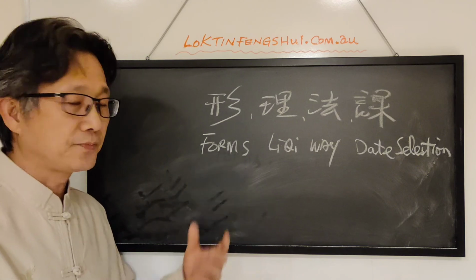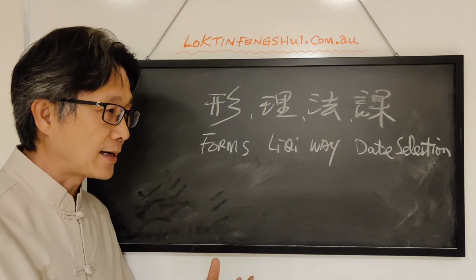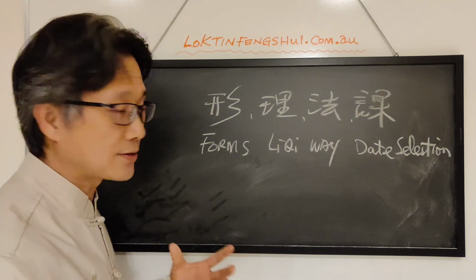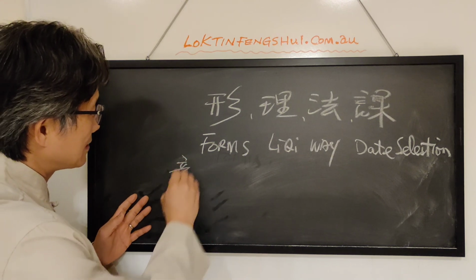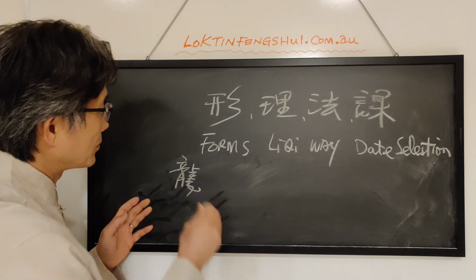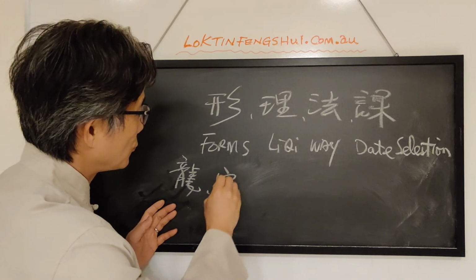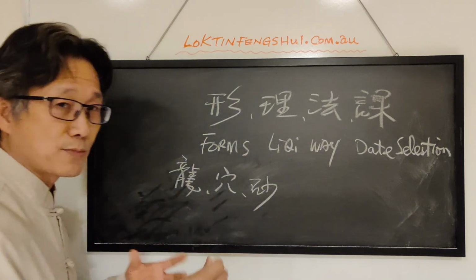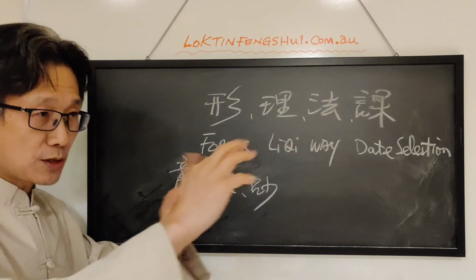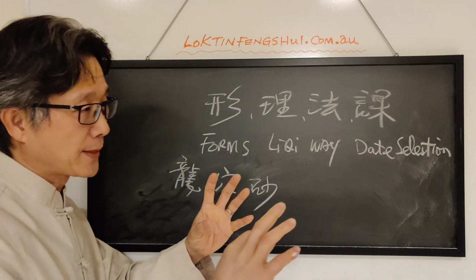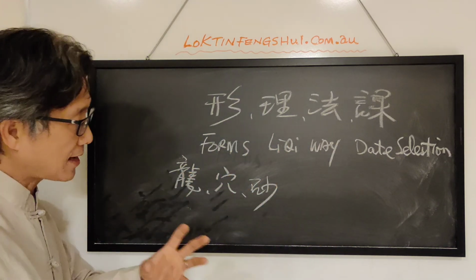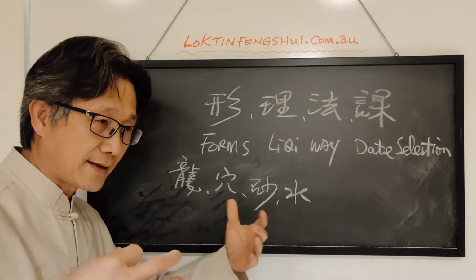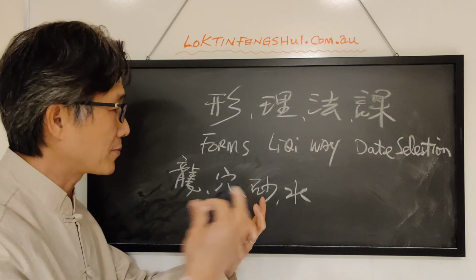And then in the shape, the forms, underneath they also have a few areas we need to look at. The first one is the Long, which is the dragon, and then the dragon dance, and then the Sa. Sa means a small hill or small rock or small object nearby. And then Sui, water. So water, and burial place. We're talking about burial place here.